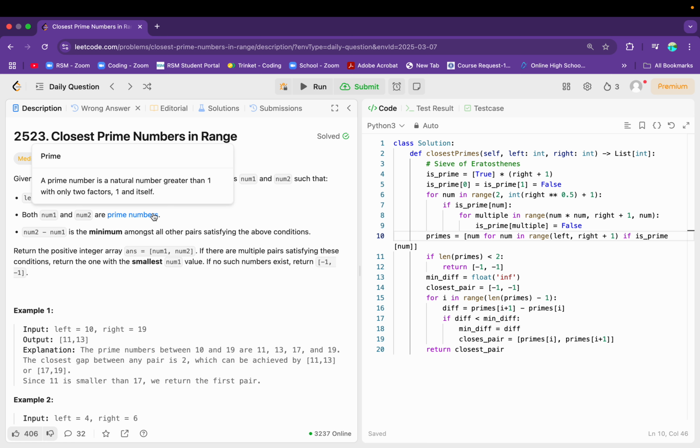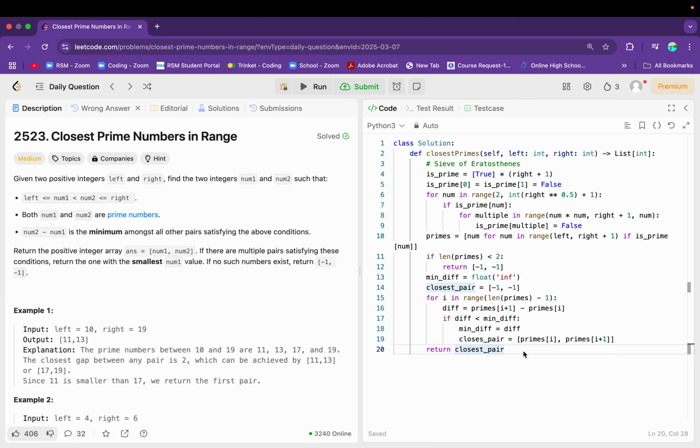So for the runtime complexity for this solution, the overall time complexity is big O of n times the log of n, right? It is a logarithmic time complexity, because the actual sieve of Eratosthenes operation is going to be big O of n times the log of n, where n is equal to our right value. And to actually extract the primes and find the closest pair, those are both going to be linear, big O of n, and the overall complexity would hence be big O of n times the log of n. And that's going to be very efficient.